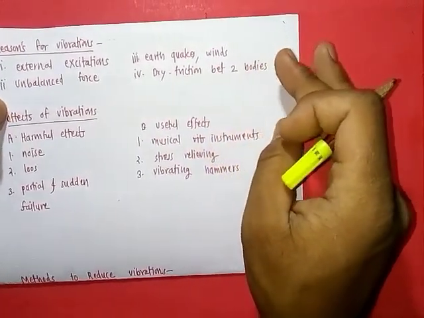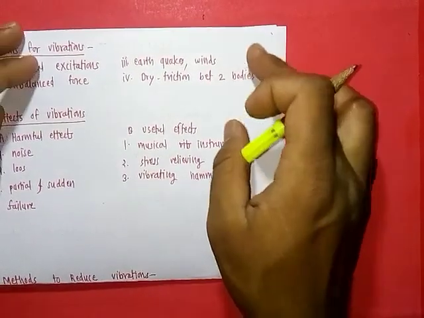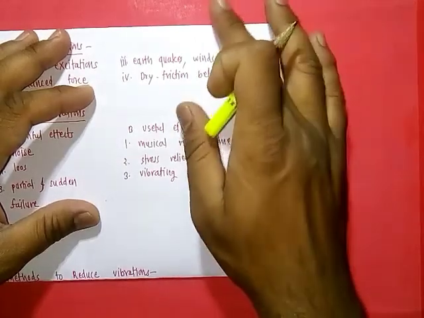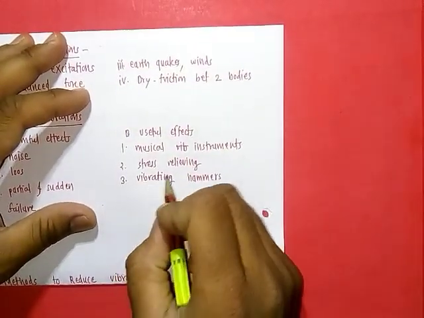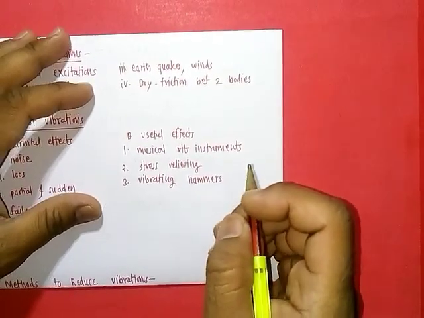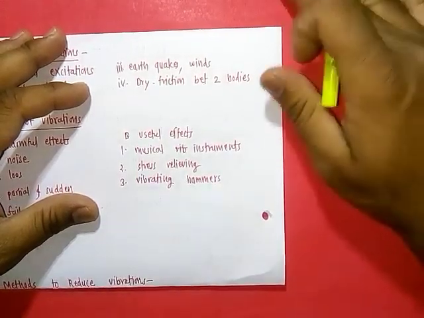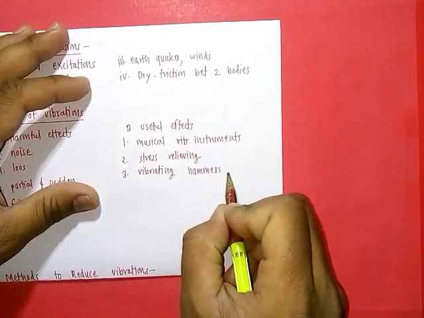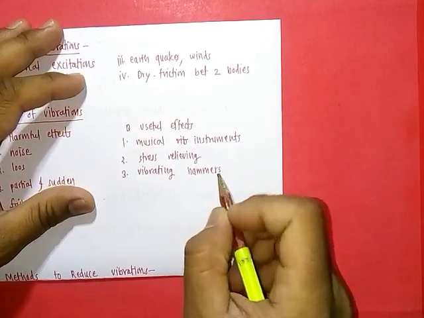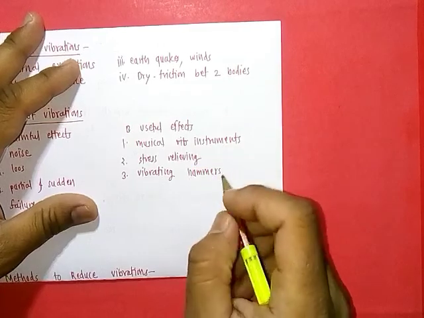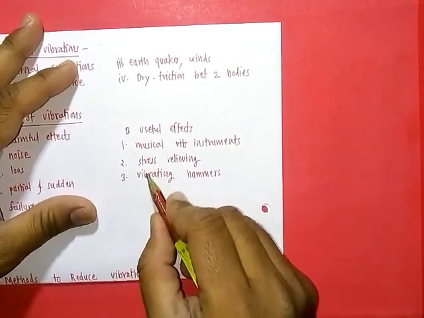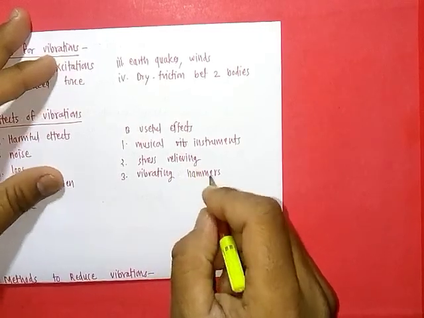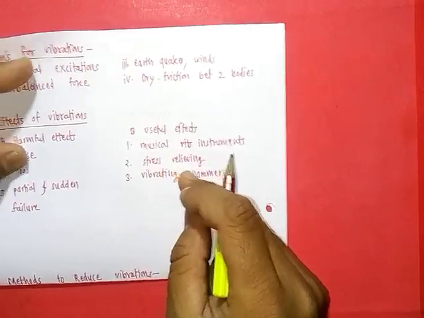Then there are some useful effects of vibration. We know that sound is produced due to vibrations. So this is one useful effect of vibration. Next is musical instruments. We are producing vibrations, and due to vibrations of different frequencies we hear different sound notes. Then another example is vibrating hammers, which are used in road construction. Their vibrations are useful for construction work on roads. Then stress relieving. Vibrations are used for stress relieving purposes also. These are some good effects of vibrations.